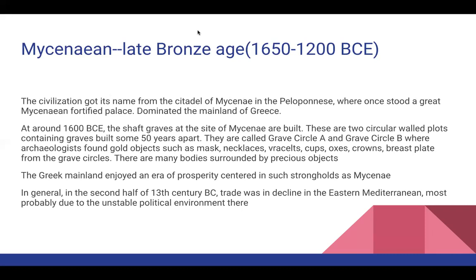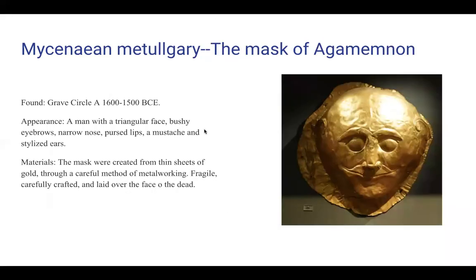They're called Grave Circle A and Grave Circle B, where archaeologists found gold objects such as masks, necklaces, rhytons, cups, crowns, and breastplates from the grave circles. There are many bodies surrounded by precious objects. The Greek mainland enjoyed an era of prosperity centered in such strongholds as Mycenae. In general, in the second half of the 13th century BC, trade was in decline in the eastern Mediterranean, most probably due to an unstable political environment.